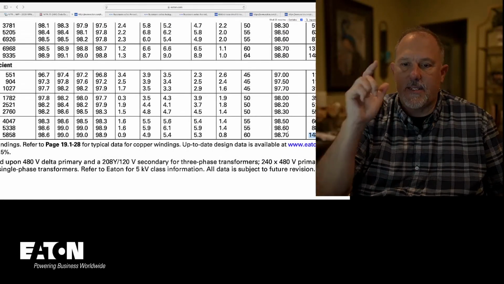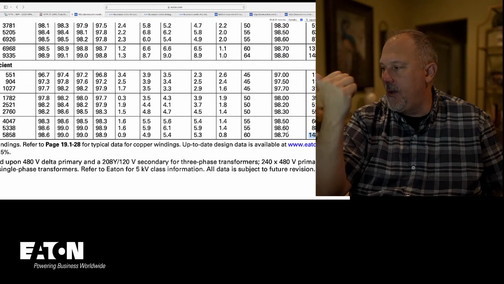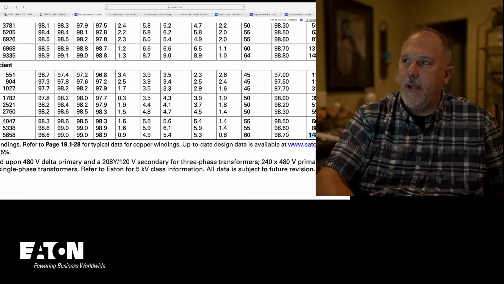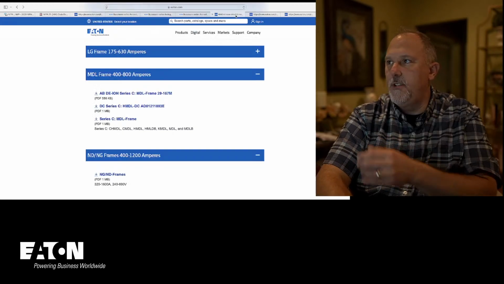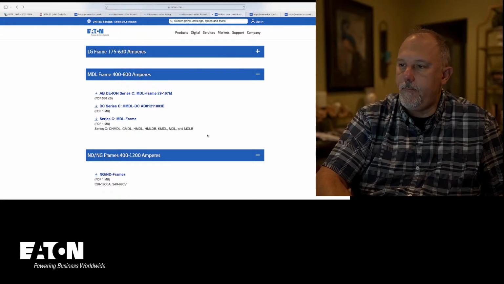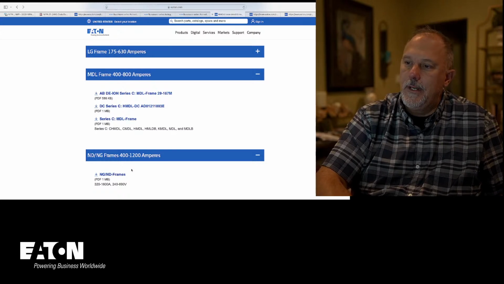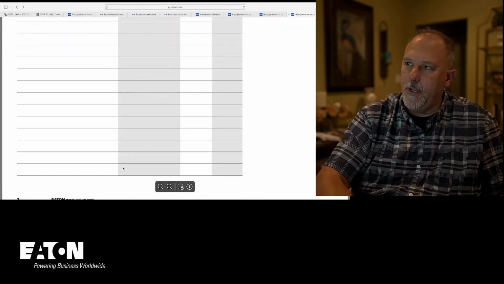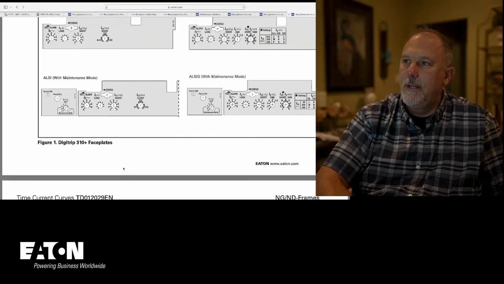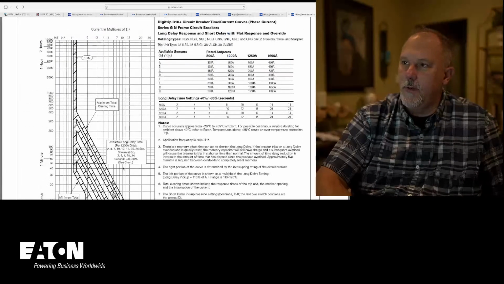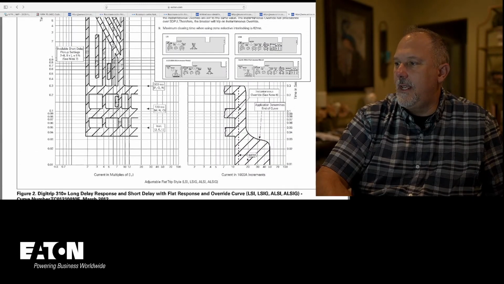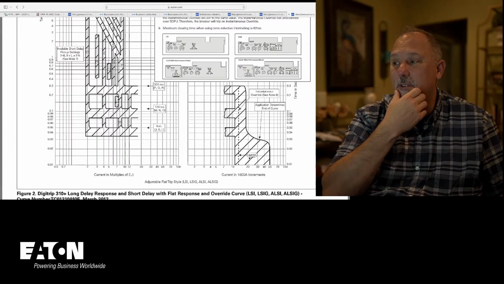So we could plot this, and I don't have my SKM up on my computer. But we could plot that primary breaker. I could try to pick an NG, but that's an overkill. NG would be a little bit of an overkill. 800 amp frame. The instantaneous is 14,400 amps.